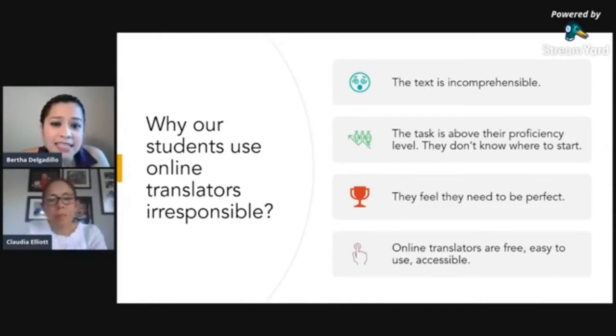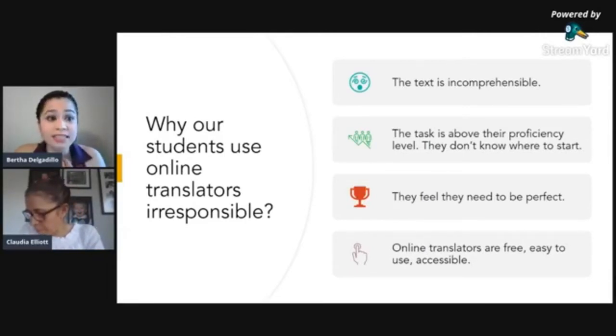The second one is the task is above their proficiency level. They don't know where to start, which I know many people already typed something along those lines. They feel they need to be perfect. Yes, we also had some comments that were referring to that.